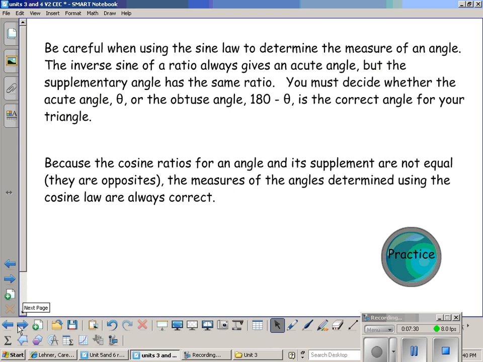There are some differences though when you are using obtuse triangles. You must be careful when using the sine law to determine the measure of an angle. The inverse sine of a ratio always gives you an acute angle, but the supplementary angle has the same ratio. You must decide whether the acute angle or the obtuse angle is the correct angle for your triangle. So if you think back to the first example, that's what we had to do. We came up with the acute angle, but the triangle definitely had an obtuse angle in it, so we had to find the supplement. Because the cosine ratios for an angle and its supplement are not equal, they are in fact opposites, the measures of the angles determined using the cosine law are always correct. So when you're using the law of cosines, you don't have to worry about finding the supplement angle. That's only when you are using the sine law.